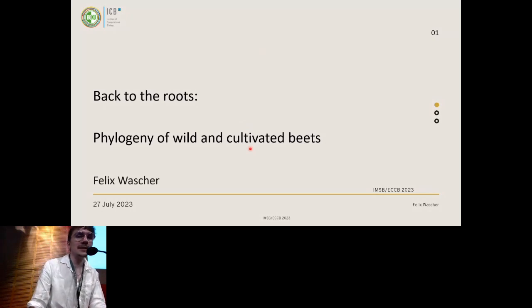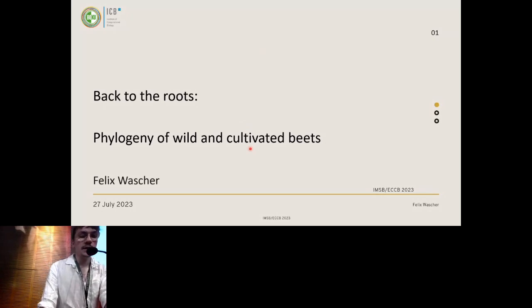Sugar beet is an agriculturally very important crop plant. In 2021, 270 million metric tons of sugar beet were harvested. It is a diploid species with 9 chromosomes, and it can readily crossbreed with all its wild relatives. This also makes the wild relatives of sugar beet the primary gene pool for crop improvement.